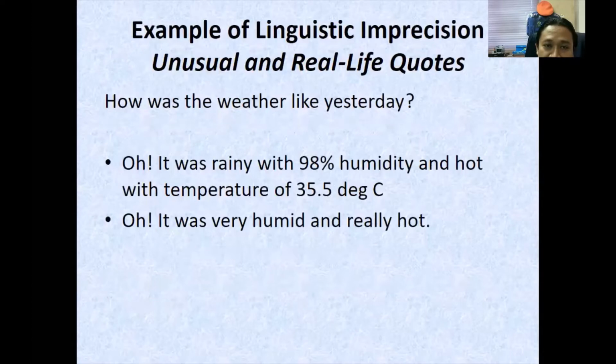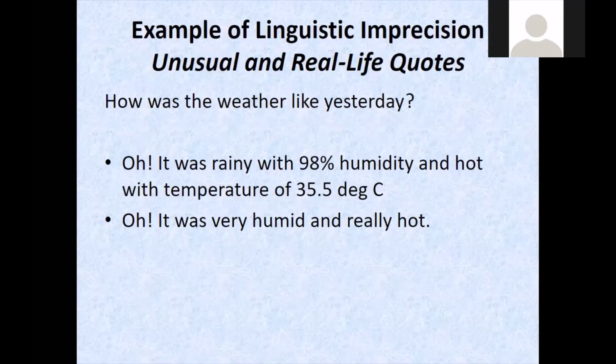So this is some example of linguistic imprecision in real life codes. For example, if someone asks you what the weather was like yesterday, normally we say, oh, it was very humid and really hot. We don't say, oh, it was rainy with 98% humidity and hot with a temperature of 35.5 degrees. Not like that. So normally we just say very humid and really hot. That is the real life code.